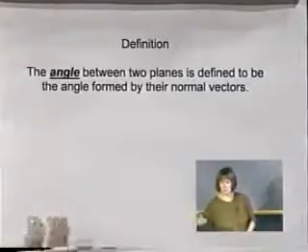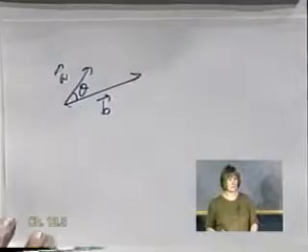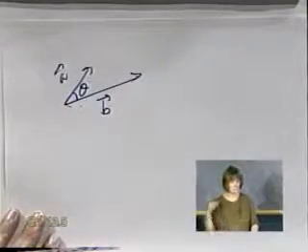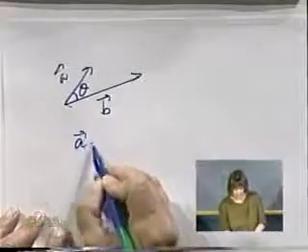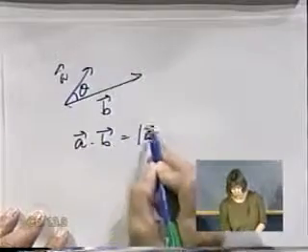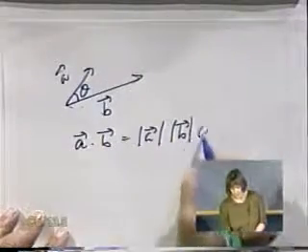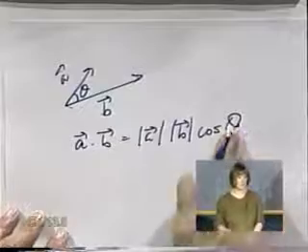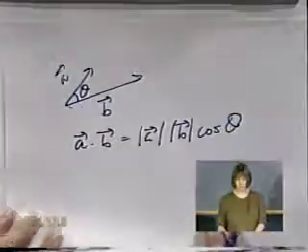Now, when we were doing it before, if we had 2 vectors, A and B, how did we find the angle between them in our homework a couple nights ago? Dot product. Remember, we said A dot B was the norm of A times the norm of B times the cosine of the angle between them, and then you solved for the cosine of the angle between them and took inverse cosine.